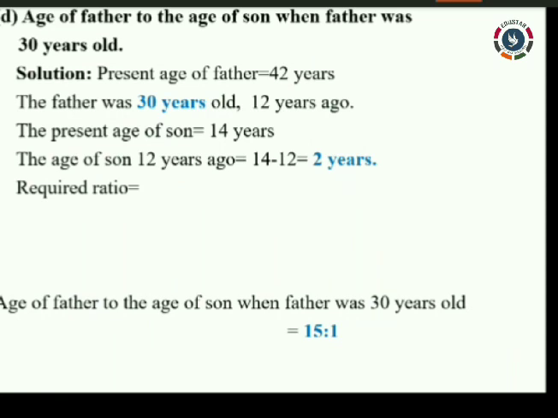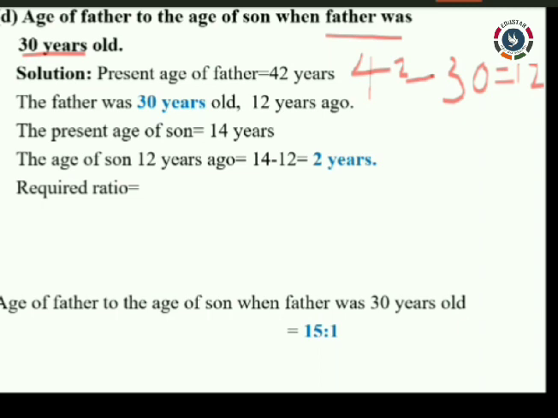Subdivision D is the age of father to the age of son when father was 30 years old. The given data is father's present age is 42 years and son's present age is 14 years. When father was 30 years old, so present age is 42. So 42 minus 30 is 12, right? So you have to find the ratio 12 years before.